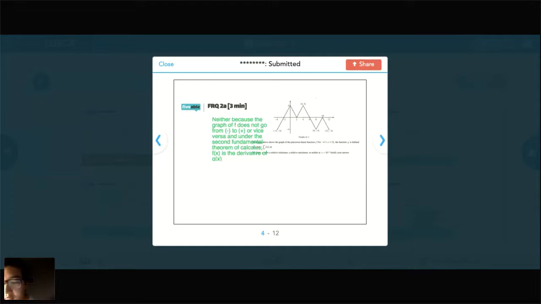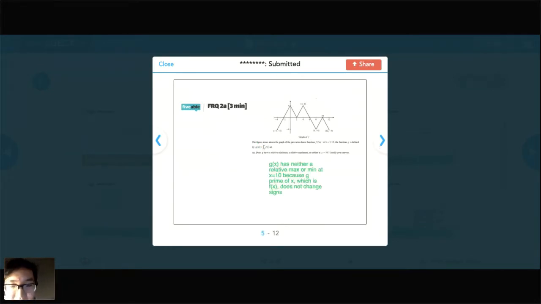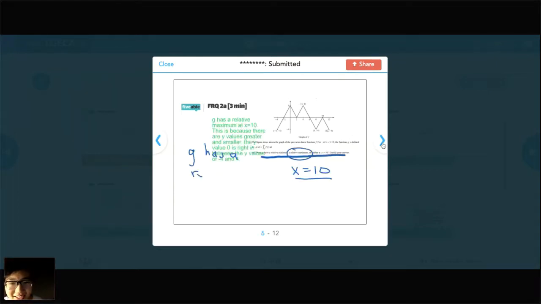Okay, I meant that g has neither a local max or, yeah, Nikki, I think that still works. F of x stays negative to the left of 10 and to the right of 10. Yeah, that works. Okay, let's keep going. G of x has neither relative max or min at x equals 10 because g prime of x, which is f of x, so that's 1 point, does not change signs. Still works. I think just including a part about how the surrounding interval from 8 to 12 is entirely negative or something like that would do it justice.